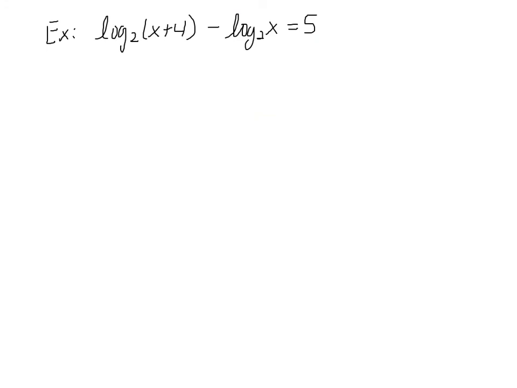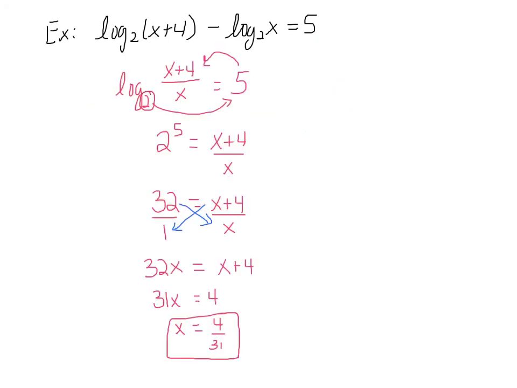Okay, on this next problem, I want you to try it on your own, and then when you're ready to check your answer, just hit play. Okay, check your answer. This is what I got. I got 4 divided by 31. It's an ugly decimal, so we're just going to leave it as a fraction.